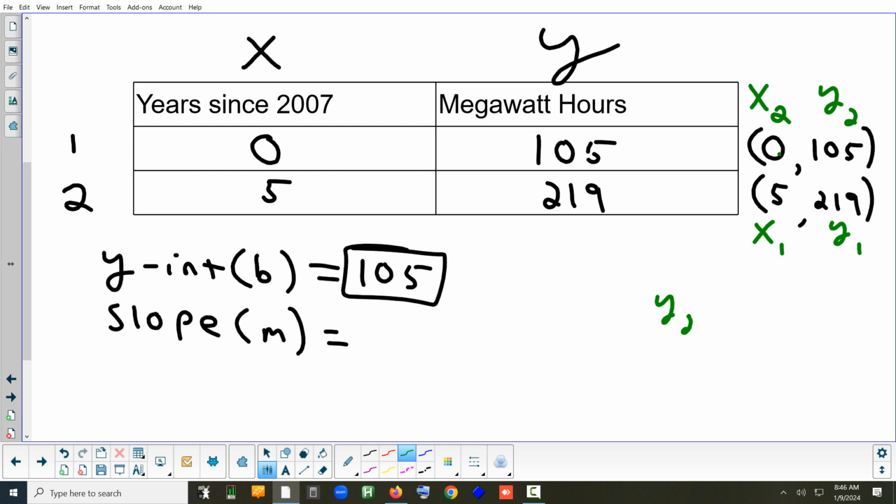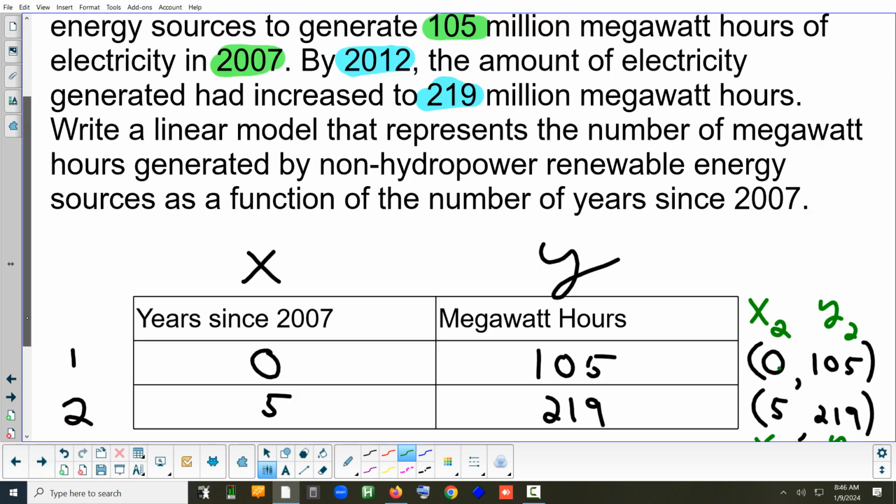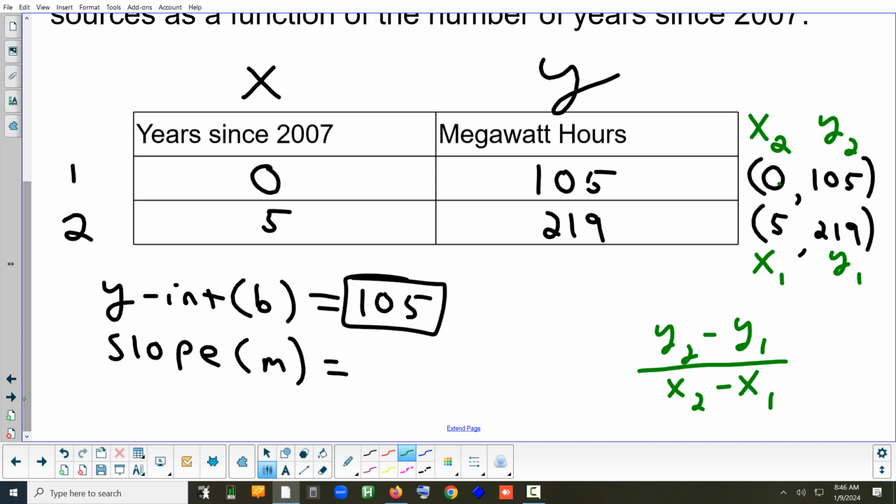Okay, so remember your formula: y2 minus y1 over x2 minus x1. That's the formula from right there, the same formula we had yesterday. What's y2? 105. And what's y1? 219. And then in the bottom, what's x2? 0. And what's x1? 5.